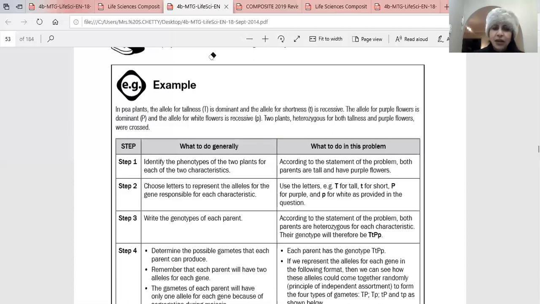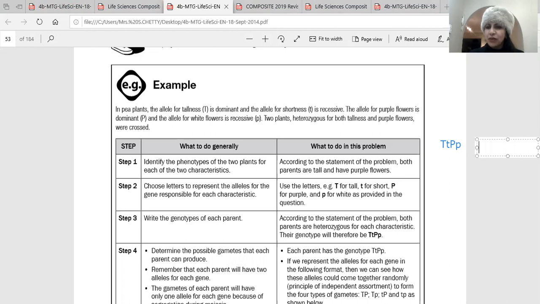Now they say to you, 2 plants heterozygous for both tallness and purple flowers were crossed. Heterozygous means having 2 different alleles. So how would I draw heterozygous? In your mind, you should know already how I'm going to draw heterozygous because I must have 2 different alleles for both. So it'll be capital T, small t, capital P, small p. You with me?